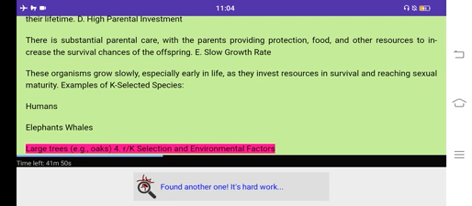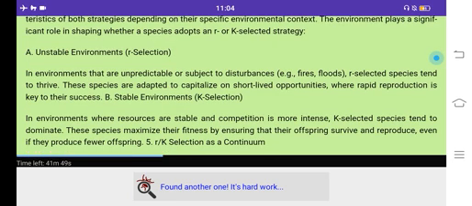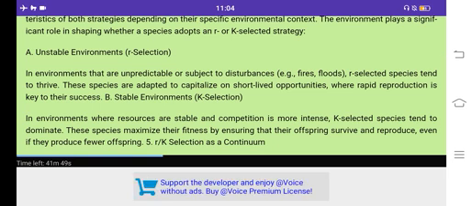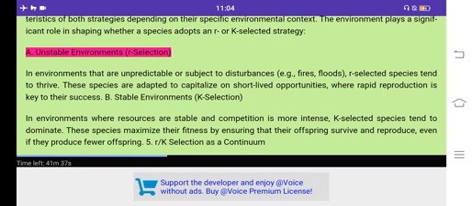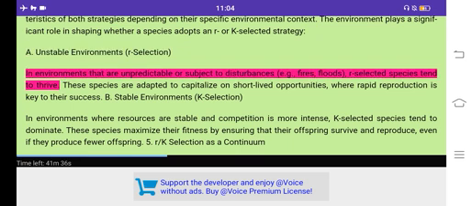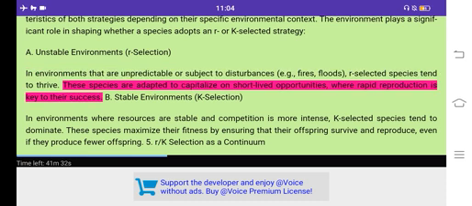4. R-K selection and environmental factors. The R-K selection continuum is not a rigid dichotomy but rather a spectrum. Organisms may exhibit characteristics of both strategies depending on their specific environmental context. The environment plays a significant role in shaping whether a species adopts an R- or K-selected strategy. A. Unstable environments: R-selection. In environments that are unpredictable or subject to disturbances, e.g., fires, floods, R-selected species tend to thrive. These species are adapted to capitalize on short-lived opportunities, where rapid reproduction is key to their success.